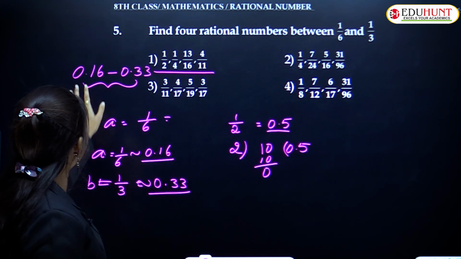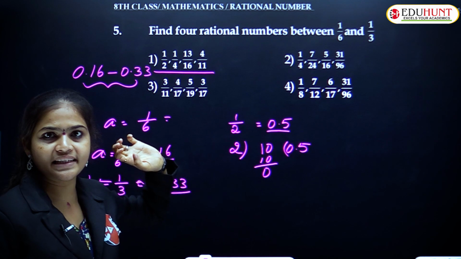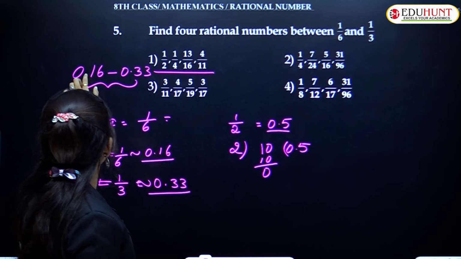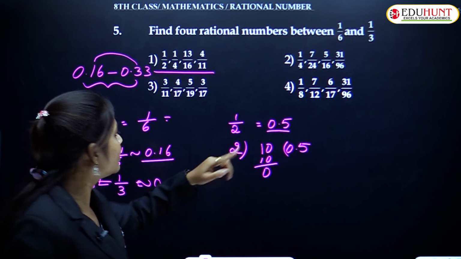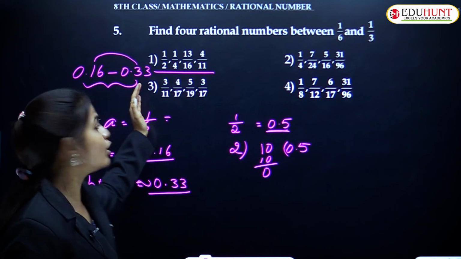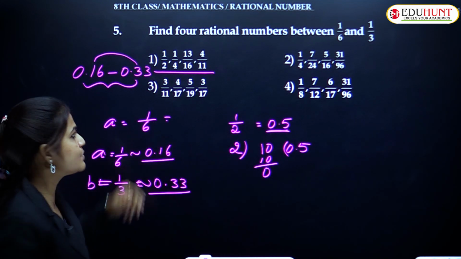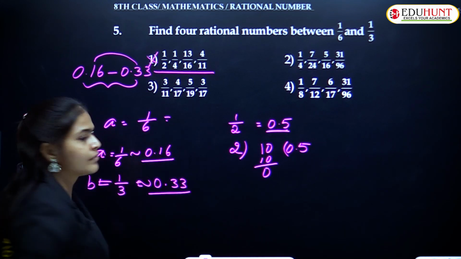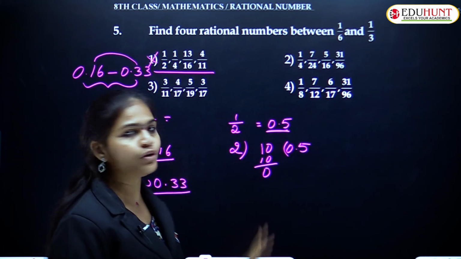So 0.5 lies in between 1 by 6, 0.16 and 0.33. No, here the number lies in between 0.1 and 0.3 only, that we need to find out. But here we are getting 0.5, which is more than 0.3. 0.5 is more than 0.3. So that's why this option is not valid here. One number is not satisfying, so we simply need not check all the remaining numbers.